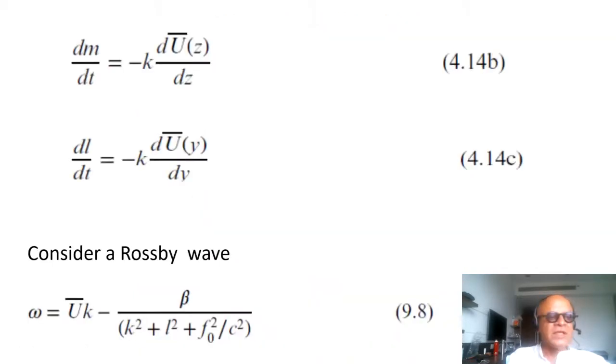We will extend that to look at the phase and group velocities in the vertical and meridional. If you remember our ray path relations we wrote before in the wave kinematics, dm/dt is minus k dU-bar/dz, and dl/dt is minus k dU-bar/dy. Let's take a Rossby wave with the Doppler shifted frequency given by this, where the gravity wave speed is given by square root of g h-bar. H-bar is still our mean depth or equivalent depth.